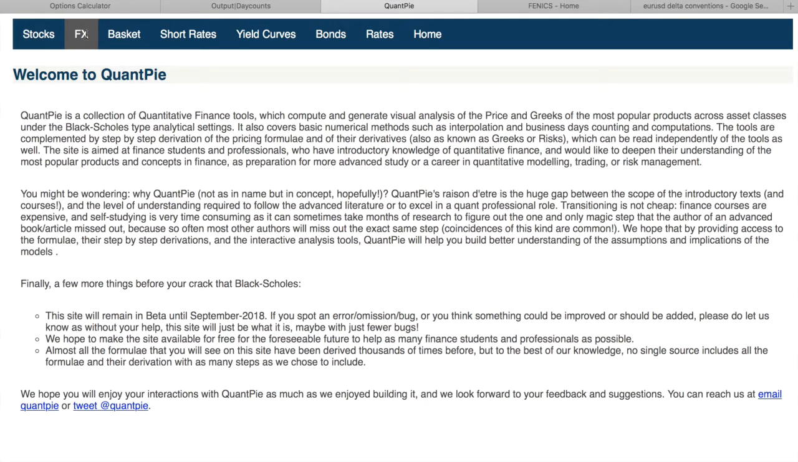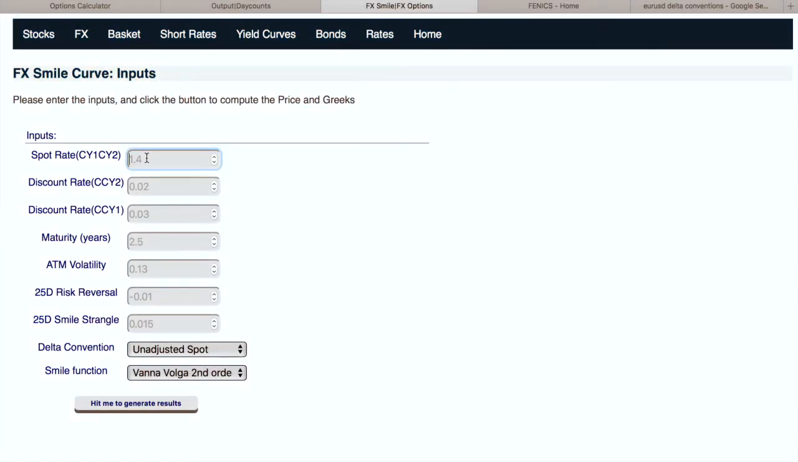Let's try the smile interpolation tool. The Euro USD as of today is 1.1439. We will use the USD interest rate from the previous demo, which was 2.64%. The Euro interest rate is roughly minus 25 basis points. We will assume a maturity of 0.8, and that the volatility quotes for this maturity are the same as for 1 year. In practice, you will need to employ some form of interpolation. We read the volatility quotes directly from Phoenix.